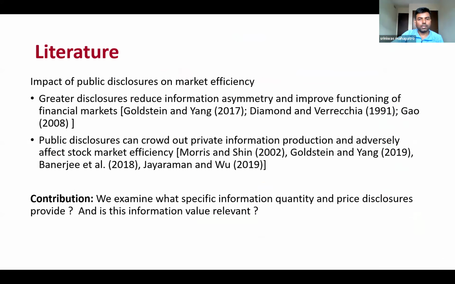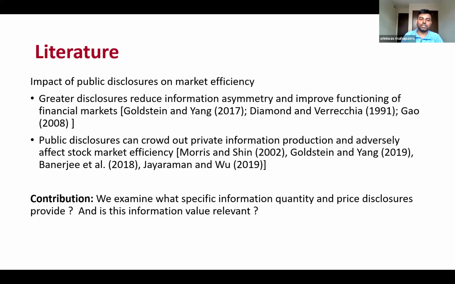Okay. So a little bit on the literature. This is definitely a public disclosure story. And there are ample papers that have talked about how disclosures reduce information asymmetry and improve the efficiency of markets. There are theory papers around it and a lot of empirical papers too. But there is also another side of the story, which says it's not always the case that public disclosures are useful. Sometimes they can crowd out private information production. Especially Morris and Shin, they talk about how whenever there is a high amount of public disclosure, it will actually disincentivize people to privately extract information, and in a way it can actually impact the market efficiency as a whole.